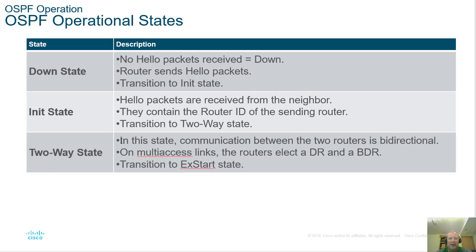You start in a down state, and then you go into the initialization state where you start sending and receiving hello messages. In the two-way state, the communication between the routers is bidirectional. Each router knows that they're talking to each other. And if necessary, they'll set up what's called a DR and a BDR, which means a designated router and a backup designated router. And that only happens on multi-access links. That means Ethernet for the most part.